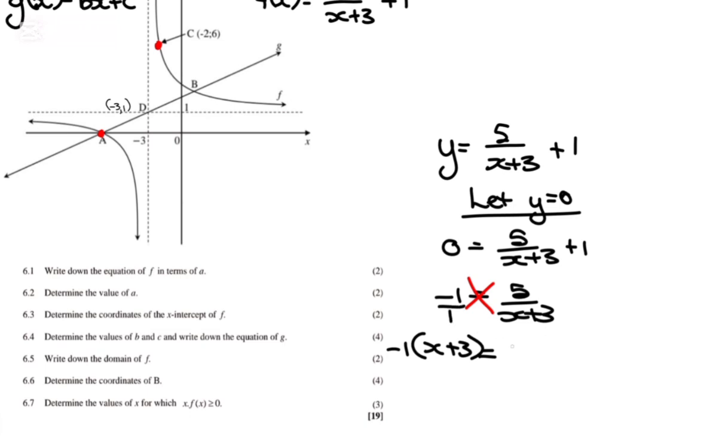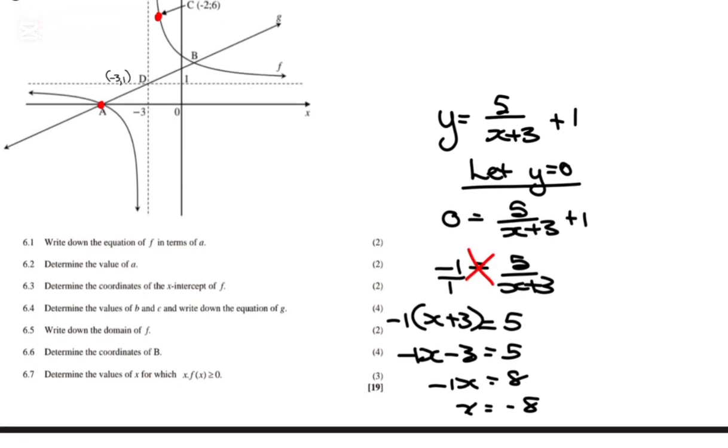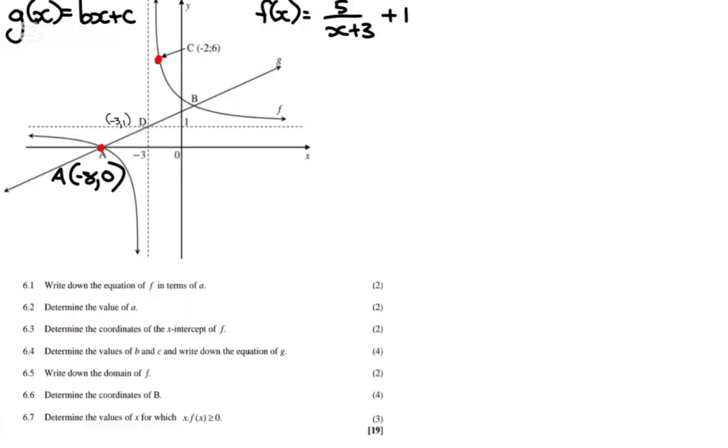And then obviously this 1 times 5 is just 5, so this is minus x minus 3 equals 5, so minus 1x equals 8, so x equals negative 8. And so we need to find the coordinates of the x-intercept of f. It is at A, so my A coordinate would be negative 8 and 0.